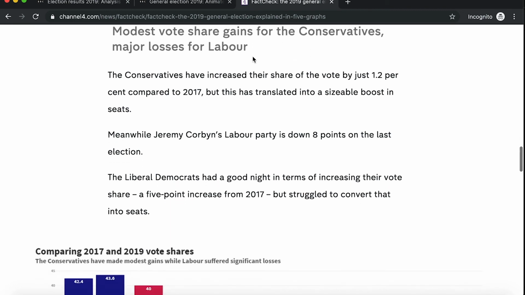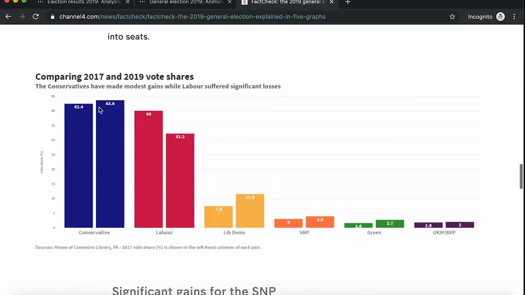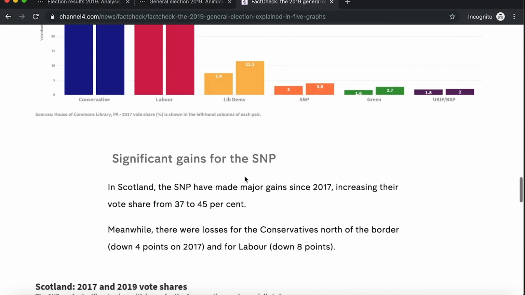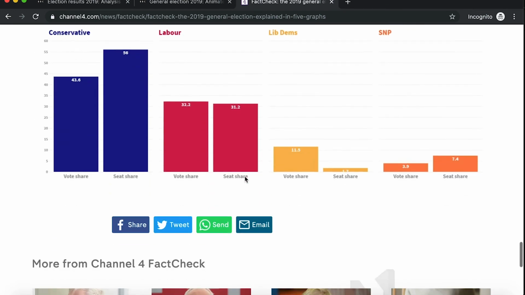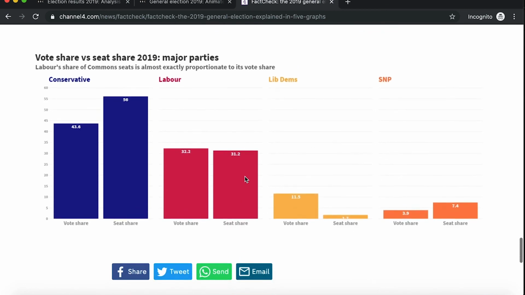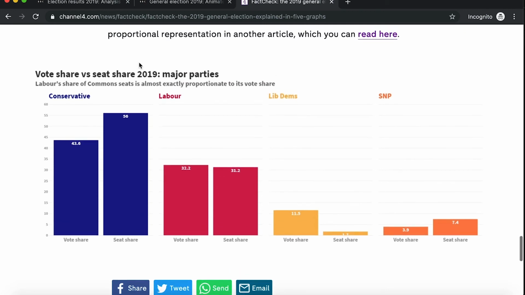I won't go into too much detail, but you can see by presenting things in a very clearly structured bar chart way, you can start to build a picture from the data. You can actually start to build your own story, your own narrative. Just scrolling through a couple here. I think that's mostly it. Looking at vote share versus seat share, 2019. It's just some interesting things.